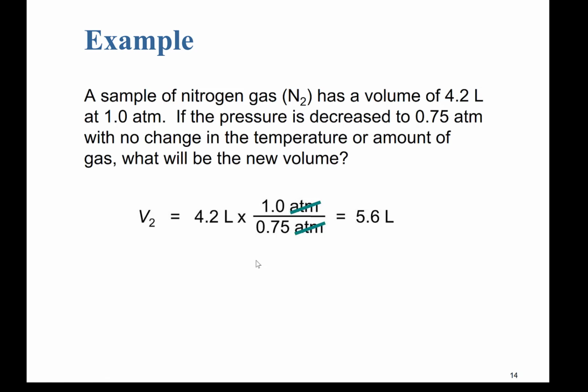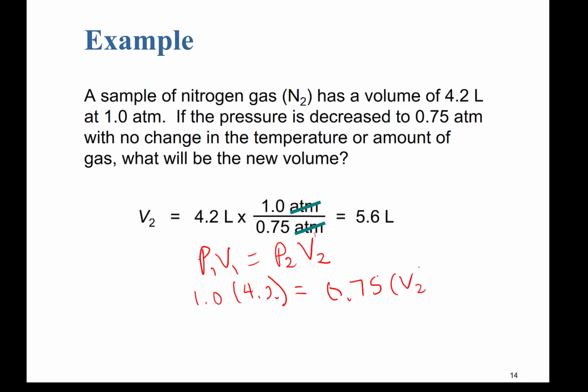So here's an example. It says we have a sample of nitrogen gas that has a volume of 4.2 at 1 atmosphere. And if the pressure is decreased to 0.75, with no change in the temperature or the amount, what would be the new volume? So if we use our P1V1 equals P2V2, we have a pressure of 1, a volume of 4.2. Later, the pressure is 0.75, and we want to find the new volume.